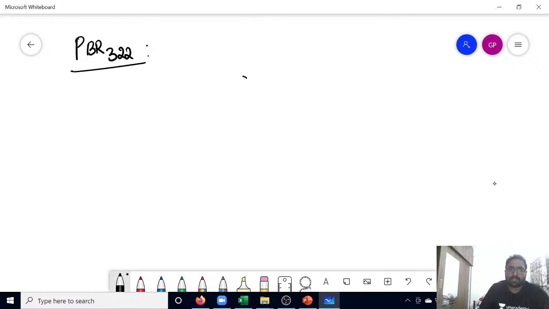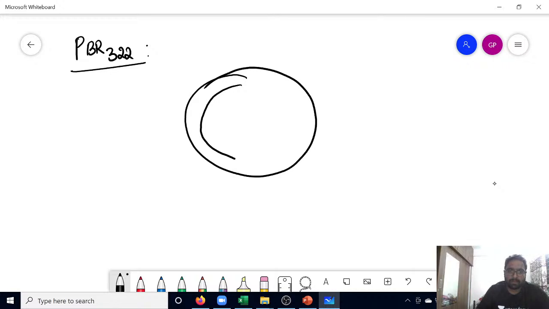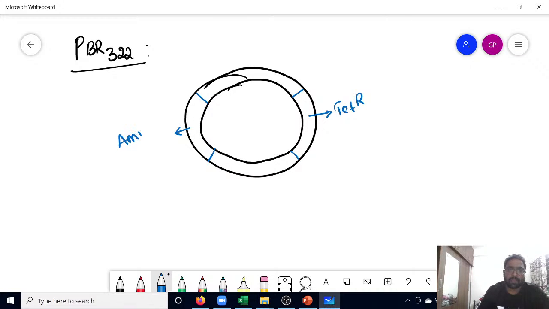So students, this is a plasmid. Please forgive me, I am drawing without using any tool. Hope you understand. You have two selectable markers. On one side, this is called tetR, and on the other side, this is called ampR. So this is the tetracycline resistance gene, and this is the ampicillin resistance gene.